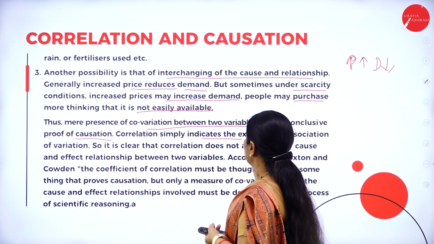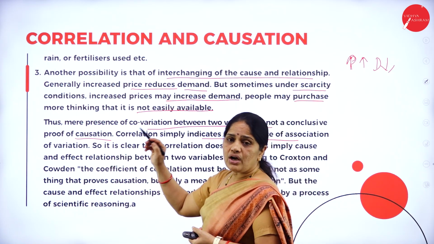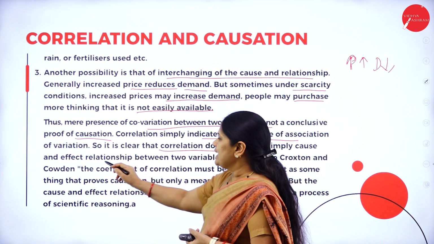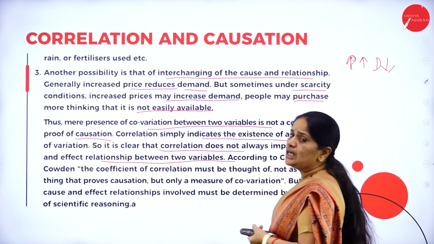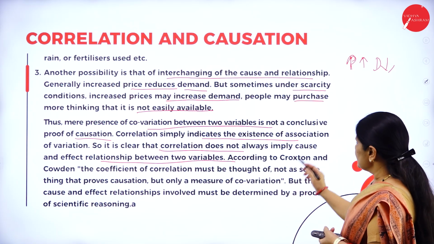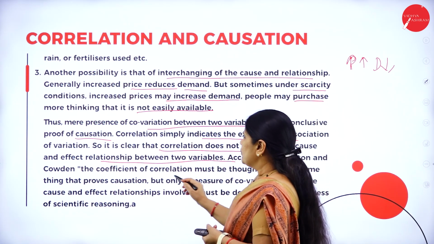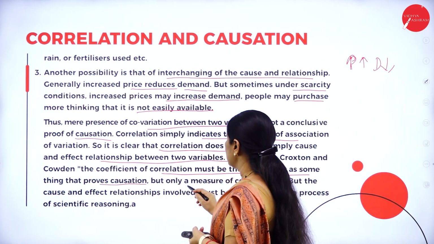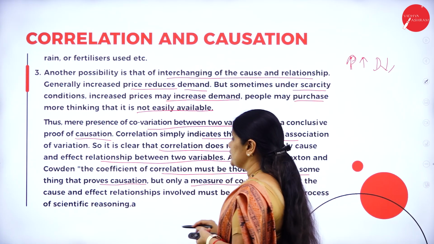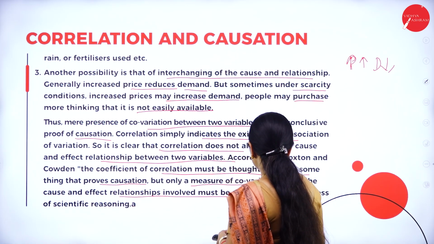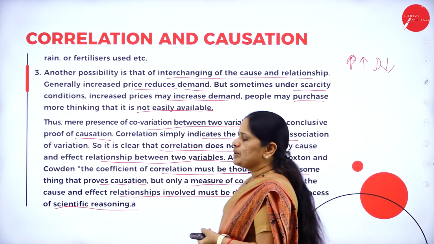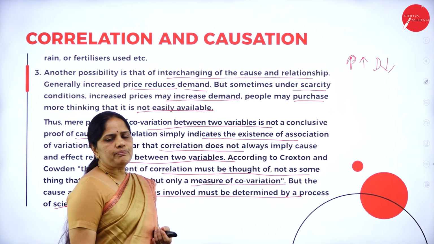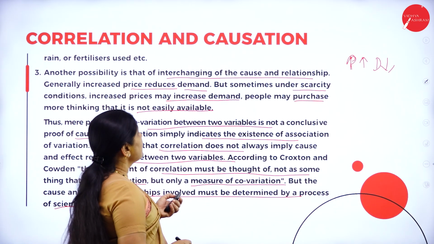So, correlation indicates the existence of association of variation. It is clear that correlation does not always imply a cause and effect relationship between the two variables. According to Croxton and Cowden, the coefficient of correlation must be thought of not as something that proves causation, but only a measure of covariation. The cause and effect relationships involved must be established by a process of scientific reasoning.